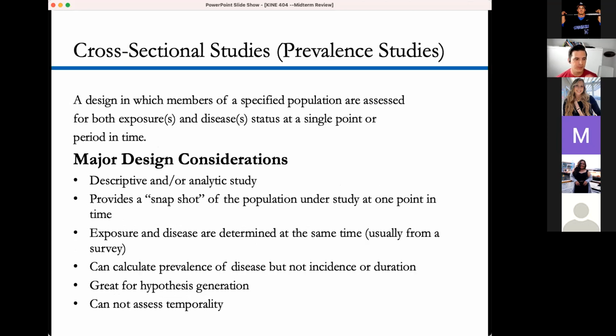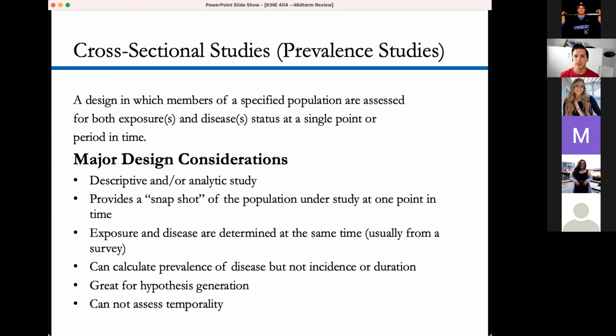And then cross-sectional studies, these are also called prevalence studies, and these are the types of studies where we collect data at one point in time, typically using a survey, and we ask people about their exposure or their determinants and their health outcomes at the exact same time. So on a survey, we might ask people, how often are you physically active? Have you ever been diagnosed with type 2 diabetes? We would examine that data and see whether or not people who are less physically active are more likely to develop type 2 diabetes.